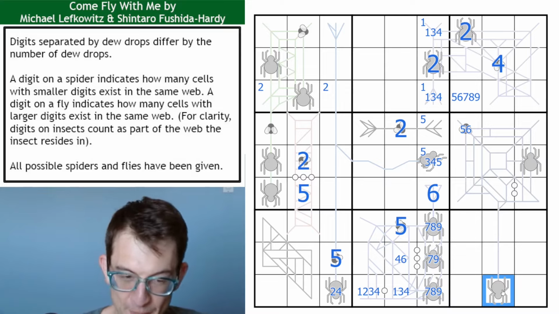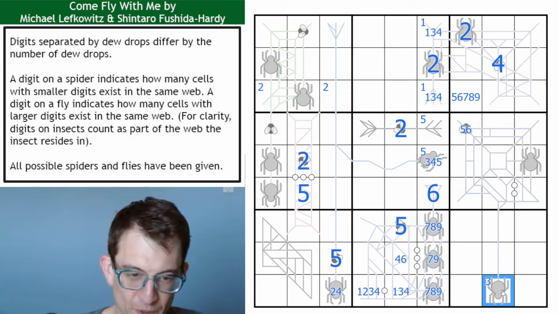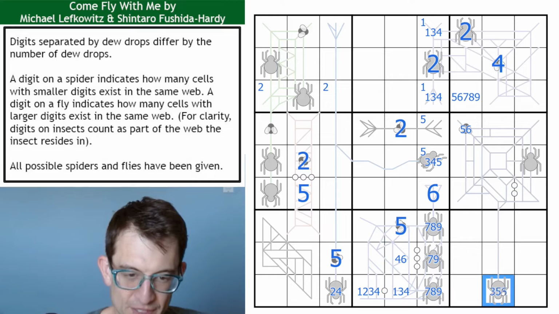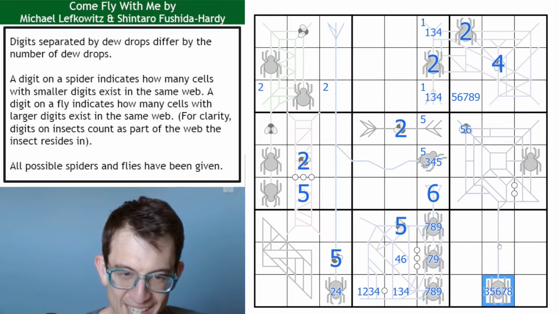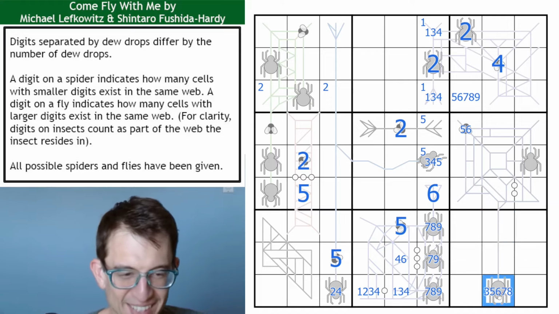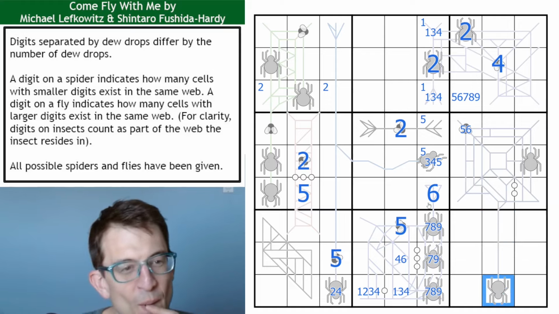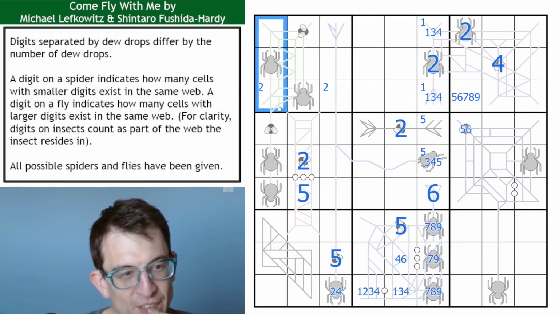Let's see, what could this be? It can't be 1. It could be 3, 5, 6, 7, or 8. If it's 8, I would need 7, 9. Yeah, I mean, that's a lot of digits. Okay. 5's over here.